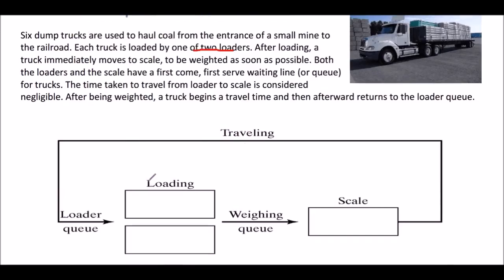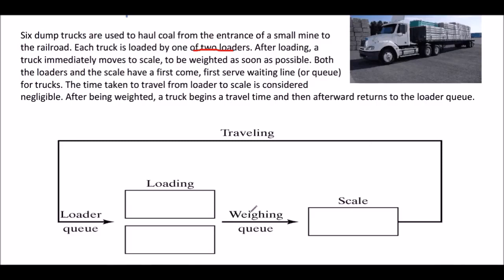So if we simplify this problem into a more systematic diagram, this is what we have. We have 2 loaders, and a loader queue associated with them. We have a weighing queue and a scale associated with it. The loader queue waits if the loaders are busy. Once a truck moves from the loader to the weighing queue, one of the trucks from the loader queue occupies the loader. The weighing queue is in line to be scaled, and after the truck at the scale is done being weighed, it travels, continues its journey, and afterwards comes back to the loader queue. So this is the simplified model for solving a dump truck problem.